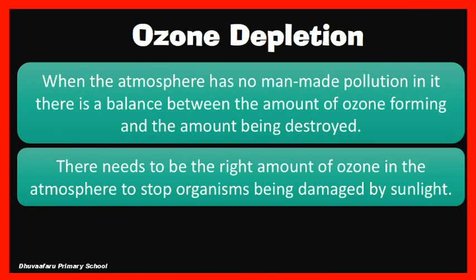Ozone layer depletion. When the atmosphere has no man-made pollution in it, there is a balance between the amount of ozone forming and the amount being destroyed. There needs to be the right amount of ozone in the atmosphere to stop organisms being damaged by sunlight.